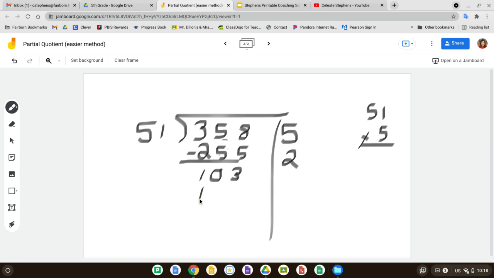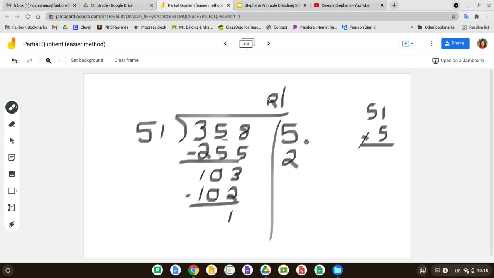And so then once they do that, they'll see 51 times 2 is 102. Well, man, that got us really close. And then we're going to subtract. And again, we get to a number that is smaller than our divisor. And so that number, we're going to say, okay, well, we know we're almost to the end. That remainder is a 1.